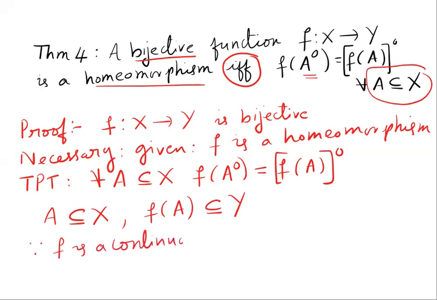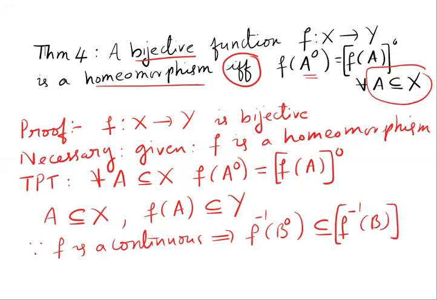do we know anything about interior? If f is continuous, that will imply that f inverse of B interior is contained in f inverse of B whole interior for all subsets B of Y. Remember this theorem? These two are actually equivalent. Correct, no?